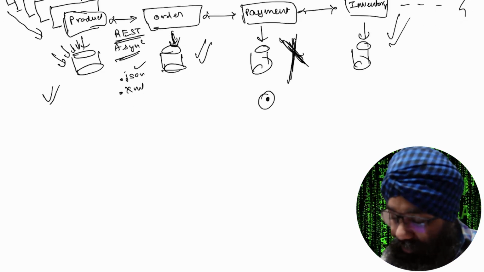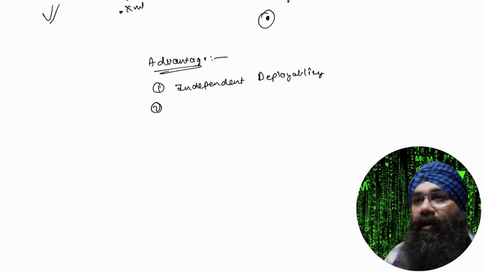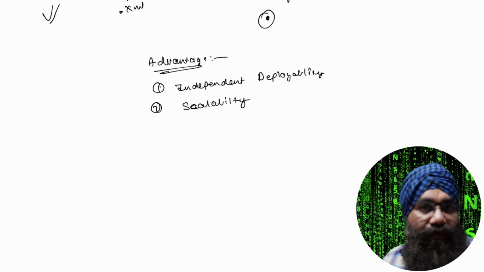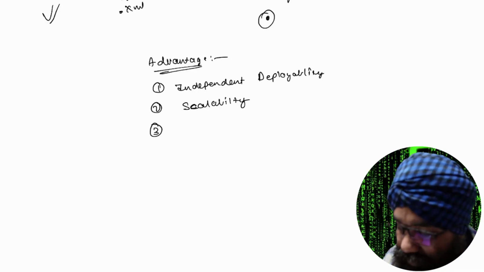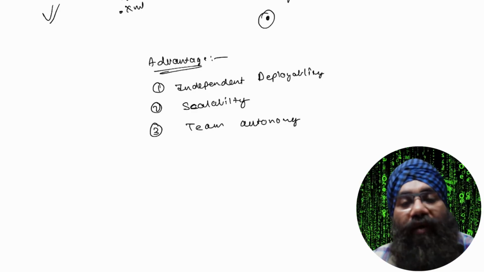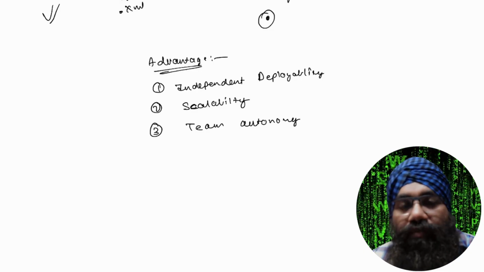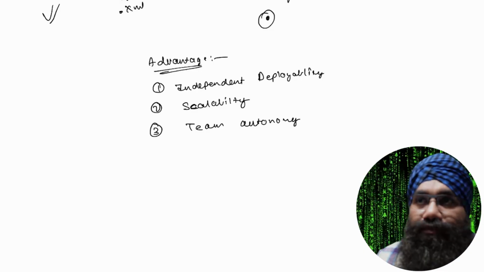So the advantages of microservices is independent deployability. Another is scalability. Individual services can scale by themselves. Then there is team autonomy, which means one team can own product, one team can own inventory, one team can own some other service. So ownership can be established easily between teams.